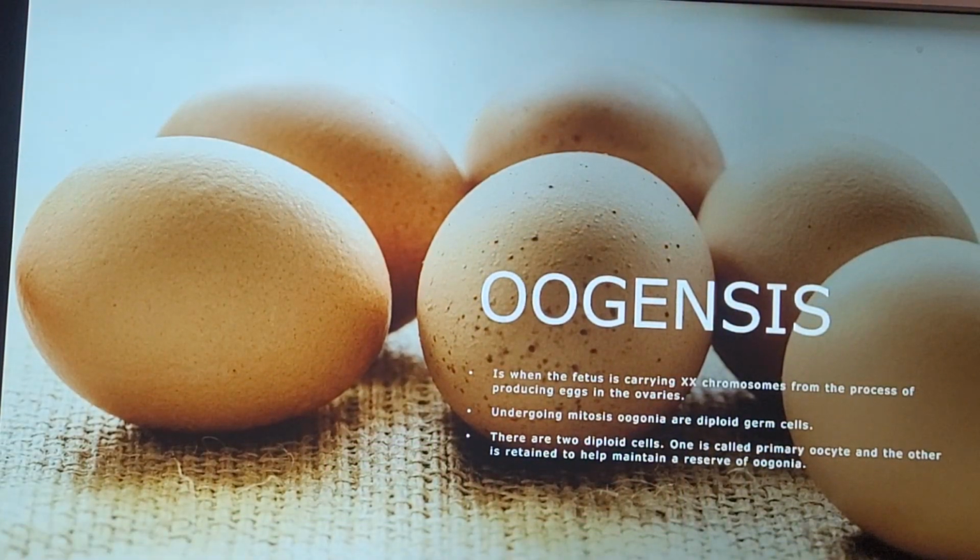Oogenesis is the process of producing eggs in the ovaries, when the fetus is carrying double X chromosomes. Undergoing mitosis, oogonia are diploid germ cells. There are 2 diploid cells. One is called the primary oocyte and the other is retained to help maintain a reserve of oogonia.